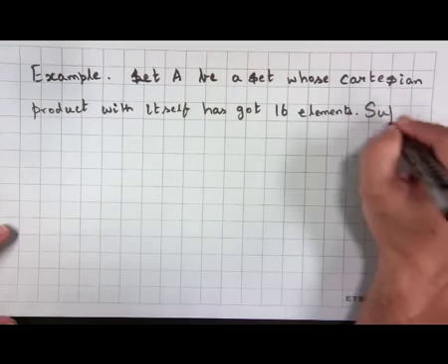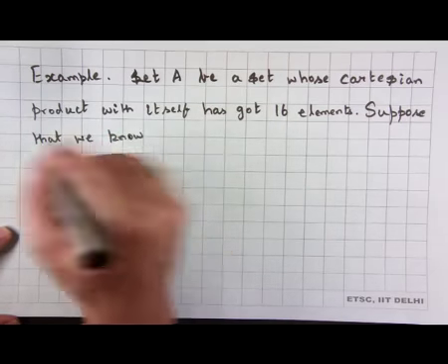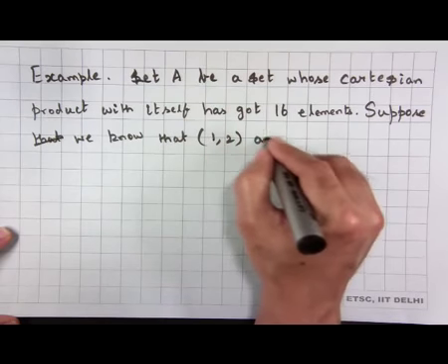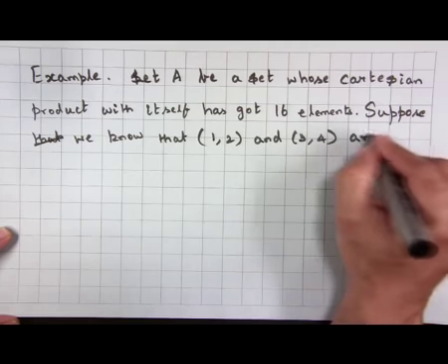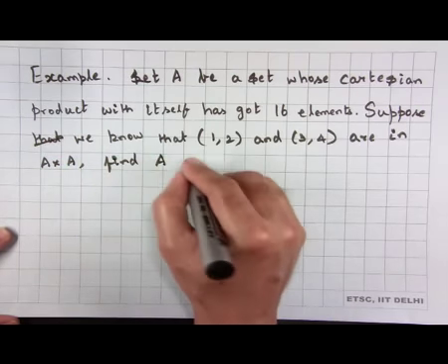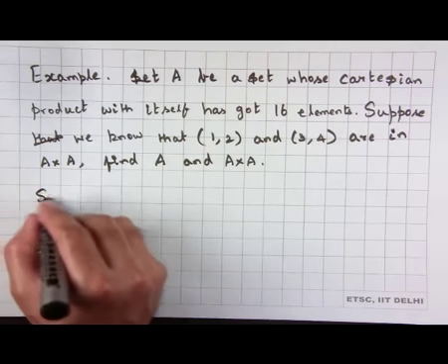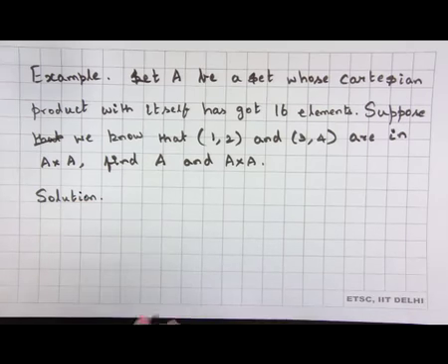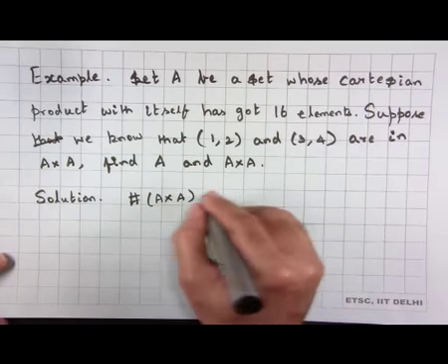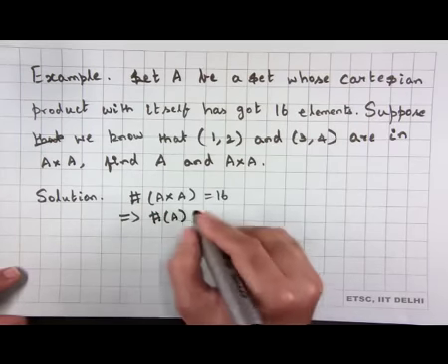Now, suppose that we know that 1 comma 2 and 3 comma 4 are in A cross A. Find A and A cross A. How to find A and A cross A? The first observation that we made here is, what is given? The number of elements of A cross A is 16. That implies, as we did in the previous remark, that number of elements of A is going to be 4.